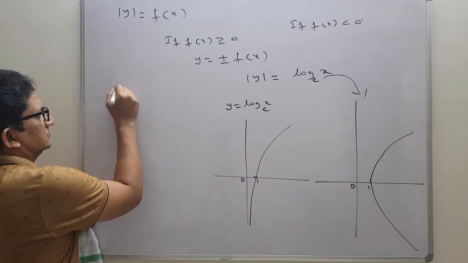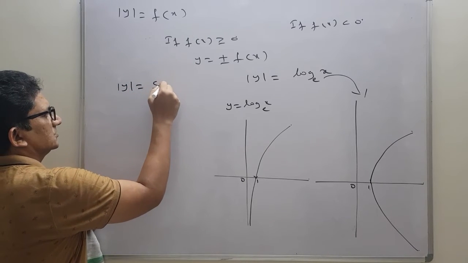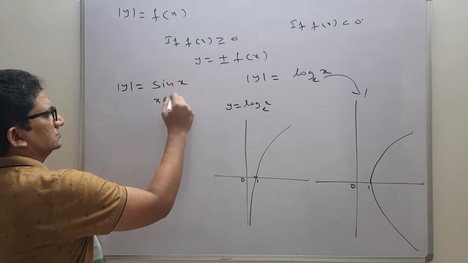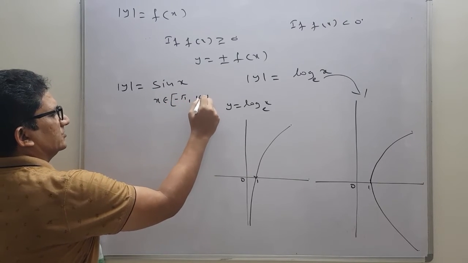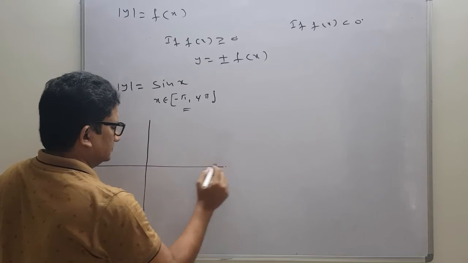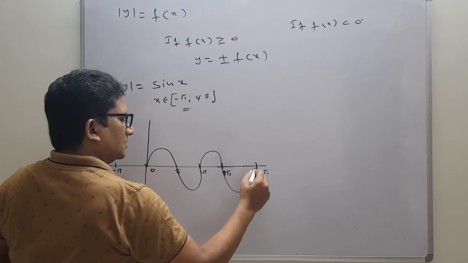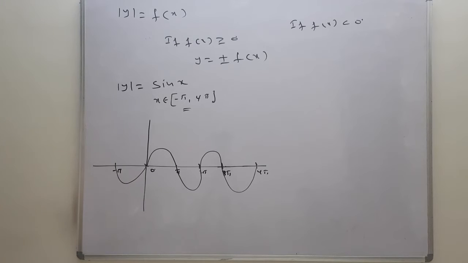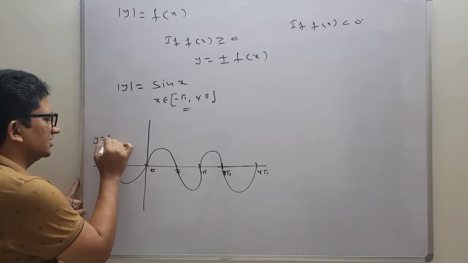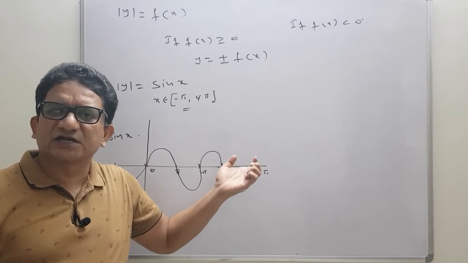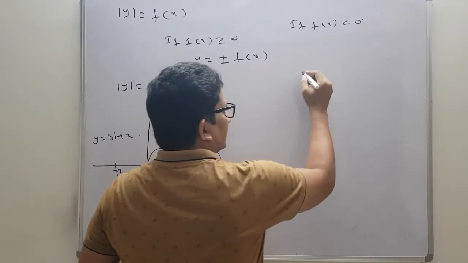Now you try modulus of y equals sin x, where x belongs to minus pi to 4 pi. So this is the original sine graph, this one. Now according to the theory, we will try to draw this. This is the graph of y equals sin x. First we need to neglect the portion of the graph which lies below the x-axis. So then we will get, here I will draw, see that one.